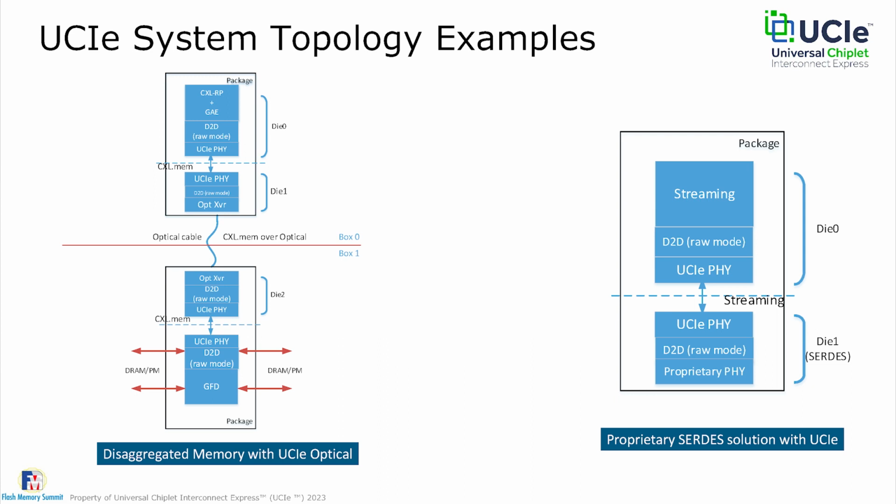Okay, and then the last one is the SerDes solution, which we also talked about as an example. And this could be a PIPE interface, right? It doesn't have to be CXL or PCIe. It could simply be the PIPE interface, which we just expose as a streaming interface to the UCIe PHY, and then you'll get the proprietary SerDes solution.